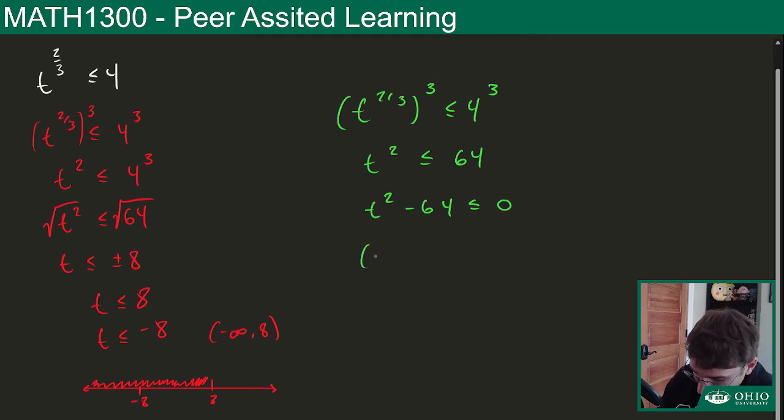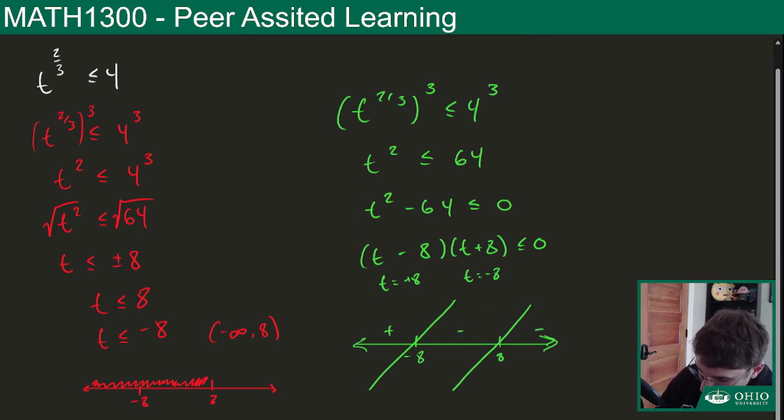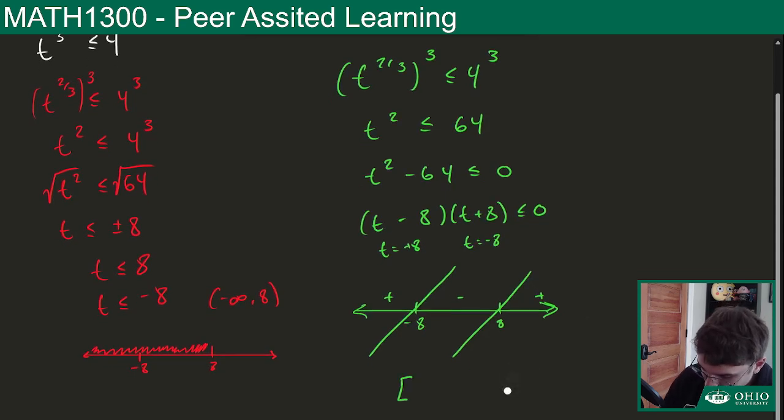So from here, I can factor this into t minus 8 times t plus 8, and I get the zeros t equals positive 8 and t equals negative 8. And then if I put this on a number line to make a sign diagram, you can see that negative 8 and positive 8 both come from positive linear terms. I will get a positive interval, a negative interval, and a positive interval. And we're looking for where this is less than or equal to 0. And so the full answer is the interval between negative 8 and positive 8.